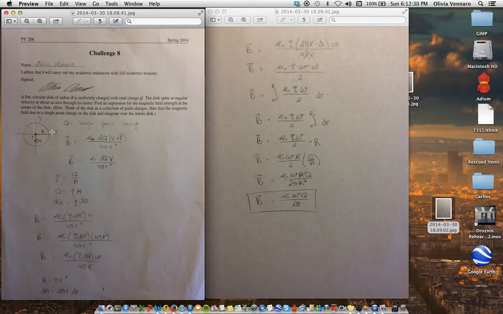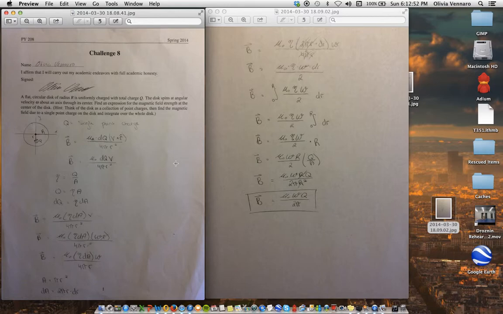So as a diagram, I drew the disk, the flat disk, with the center at the origin of the xy plane. And I drew a small area of charge that I designated Q, which is a distance little r from the center. And the radius of the disk is big R.